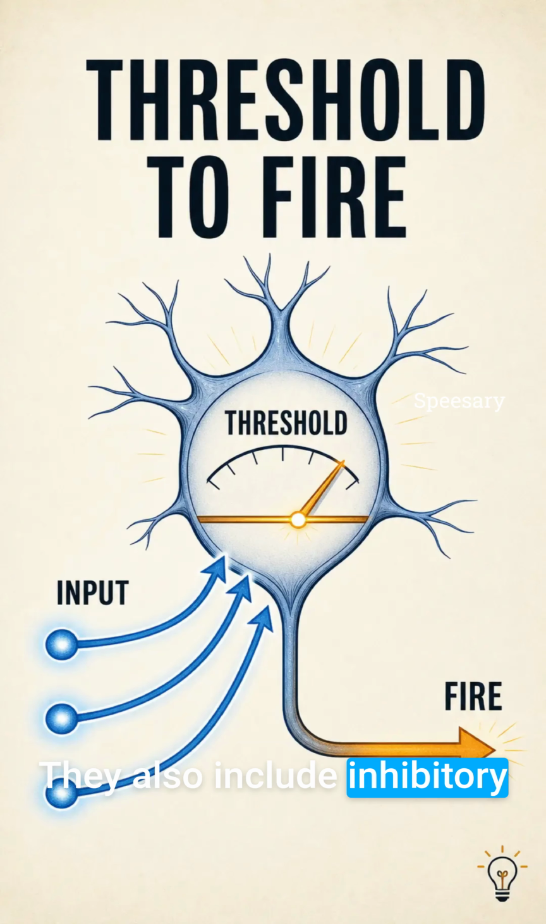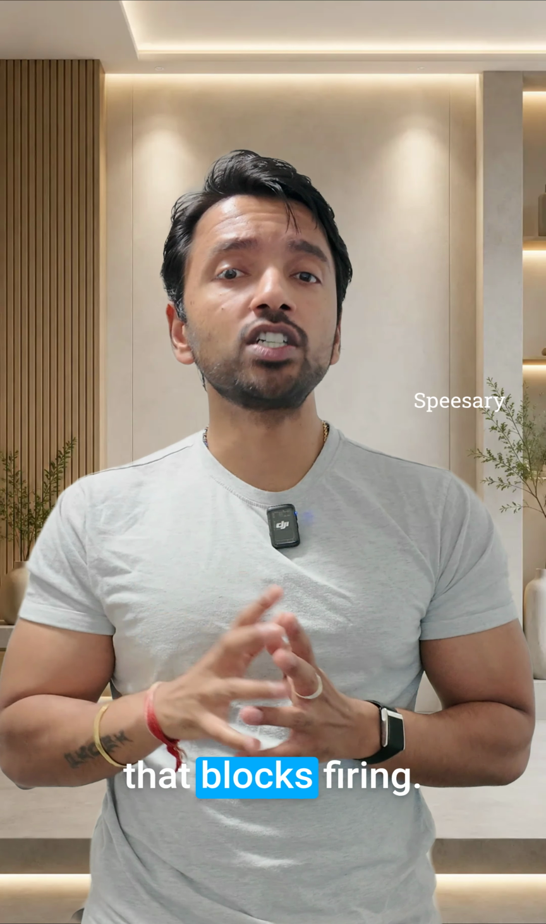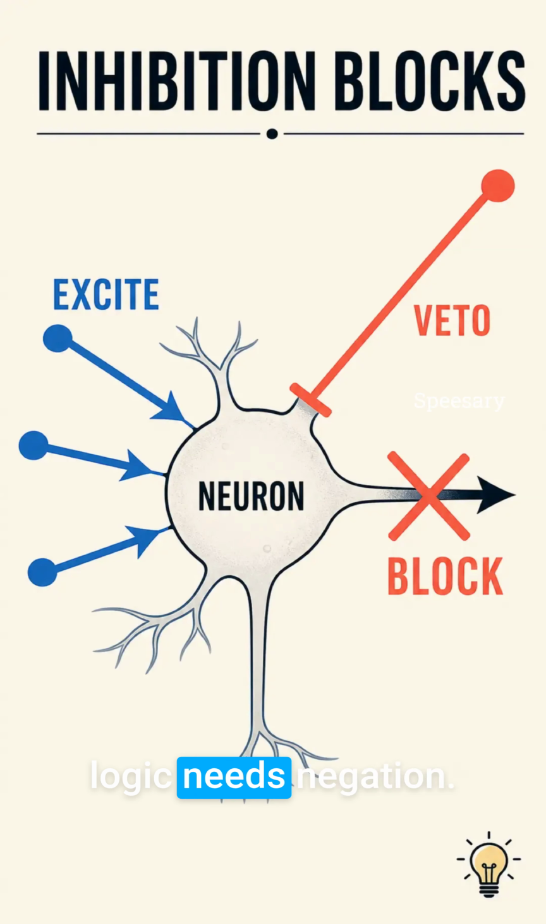They also include the inhibitory synapse, a connection that blocks firing. That matters because logic needs negation. A neuron can now say, in effect, fire when A and B arrive but not C. That is not possible with excitation alone.